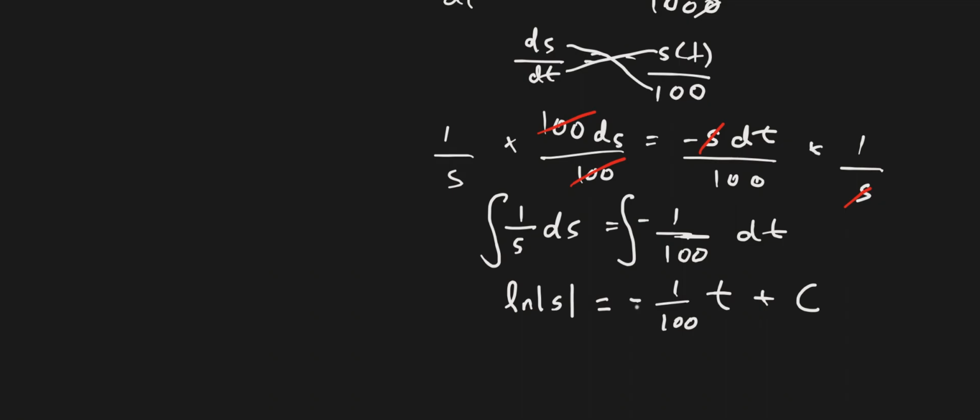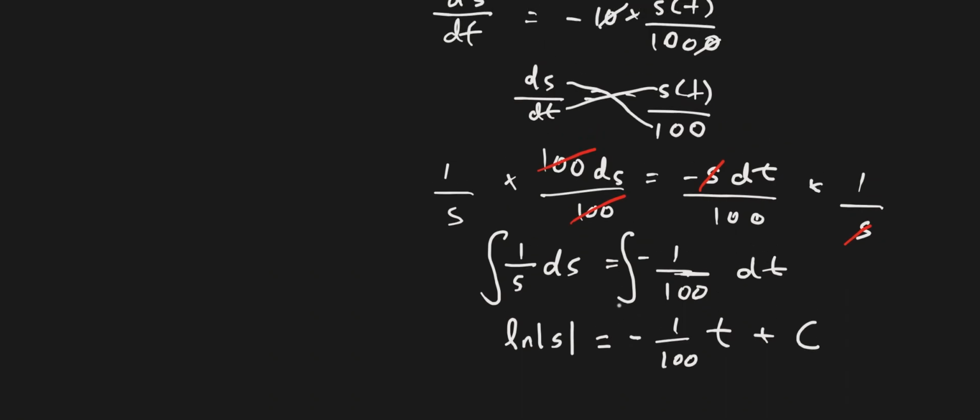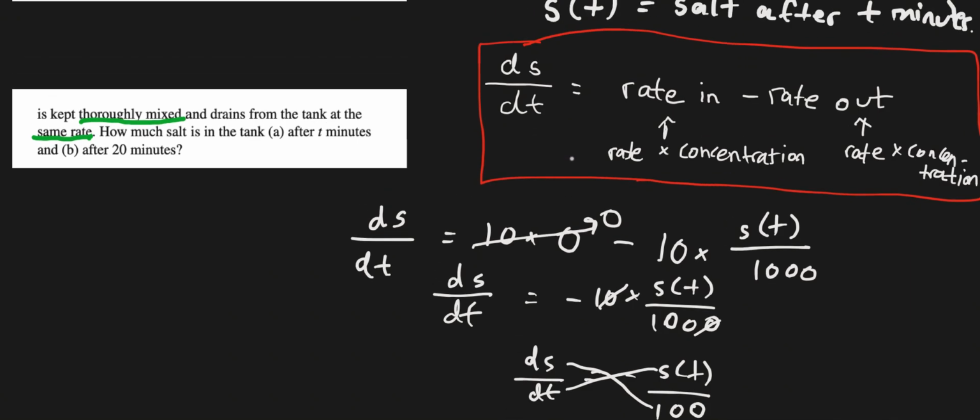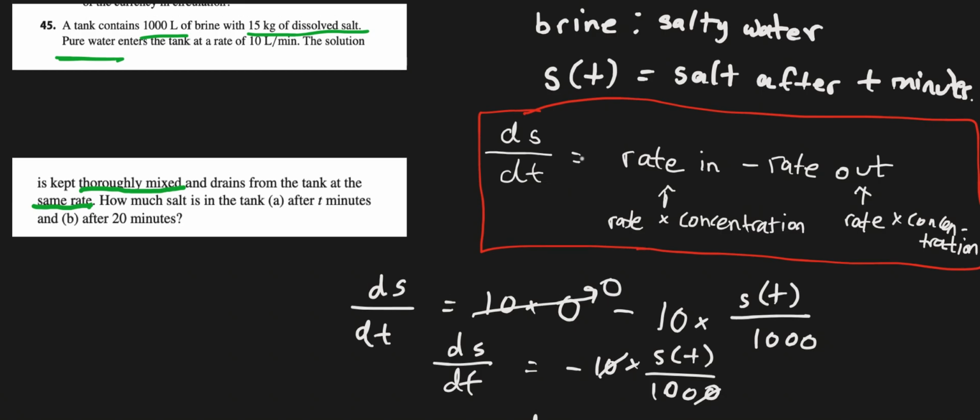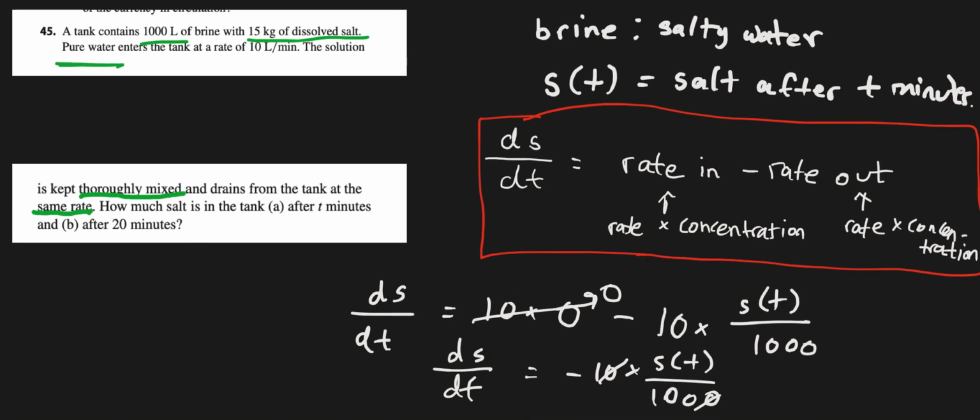Now we wanted a function, and we have this weird c now. We have a family of functions, but no, it's not a family of functions because we can use some given information to identify the c, to get a single function that we can use to determine the salt after t minutes, this thing right here. So what's the given information? Well, the given information is that at time 0, at the moment in time, we will have just 15 kilograms of dissolved salt.